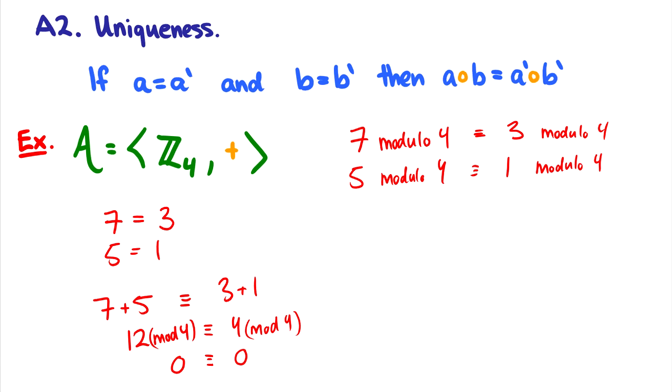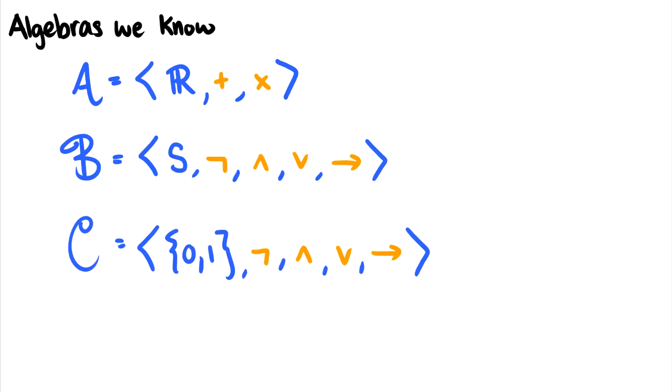Okay, so there's a math example. I kind of want to step away from this. But the point is, every algebra must obey those two axioms. The first one is closure, the second one is uniqueness. So now, let's look at some algebras we know. For instance, we know the algebra consisting of the real numbers, addition and multiplication.